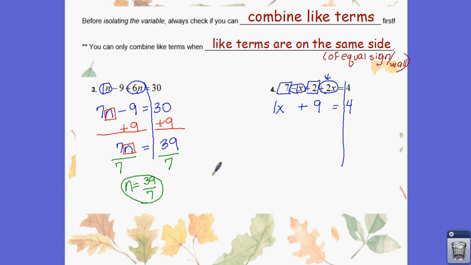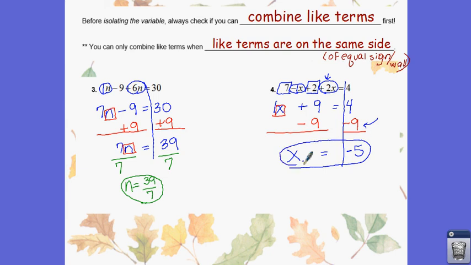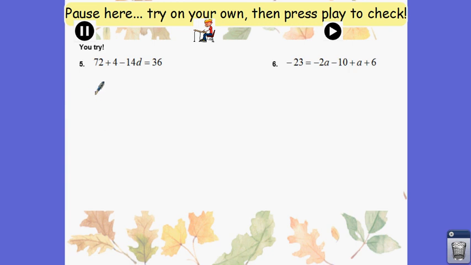To isolate the x, the 9 is the least attached. Let's use the subtraction property of equality. Subtract 9 from both sides. I now have 1x is equal, different signs subtract and get 5, but it's negative 5 because the 9 was larger. I now have my solution. Now would be a great time to pause the video, try the problem on your own, and then press play to check.